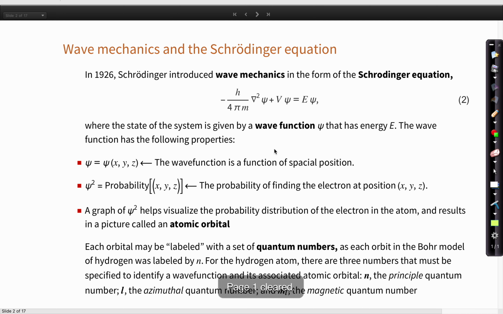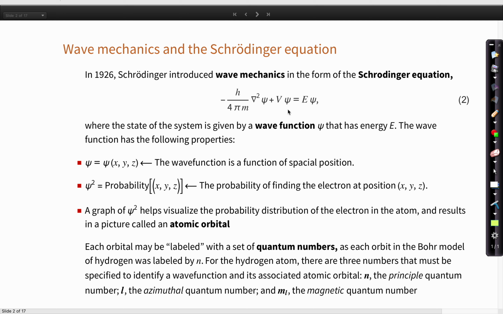So what we have here is the idea of something called the Schrödinger equation. In 1926, Schrödinger introduced wave mechanics, and he did so by proposing that Newton's equation F equals ma essentially gets replaced by this equation that he was proposing. This is called the Schrödinger equation.